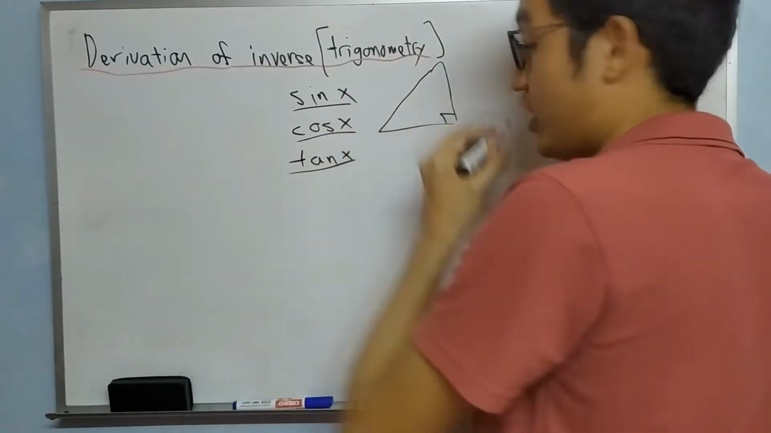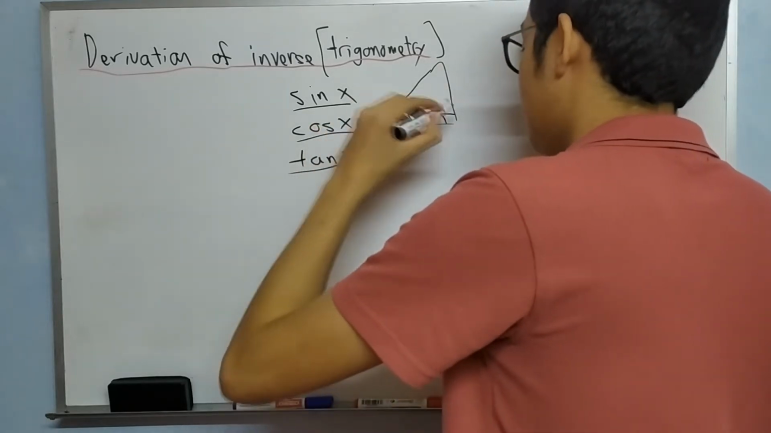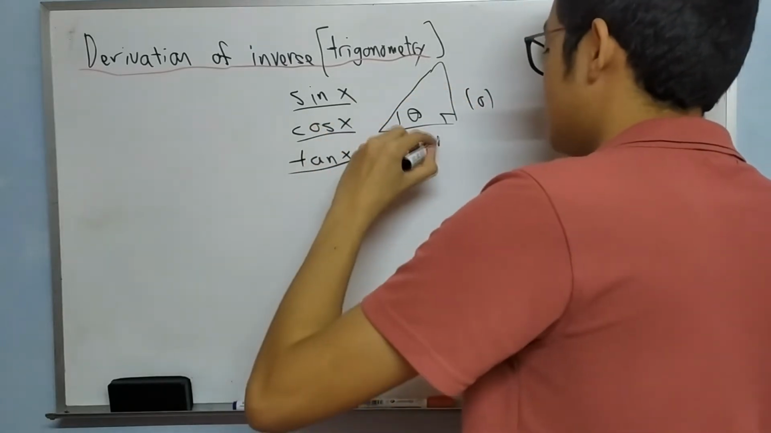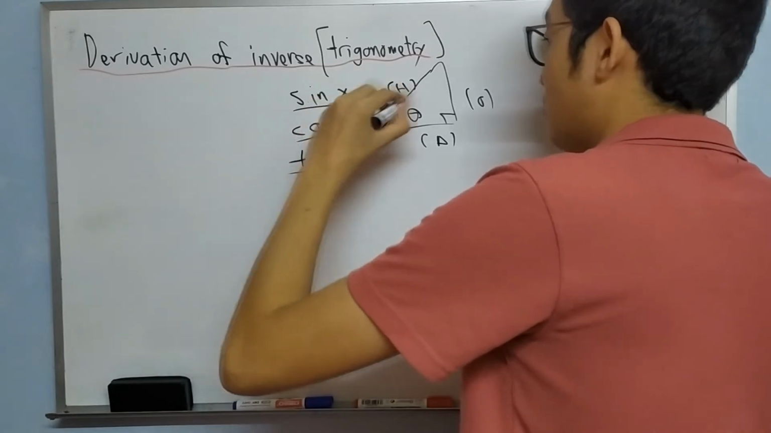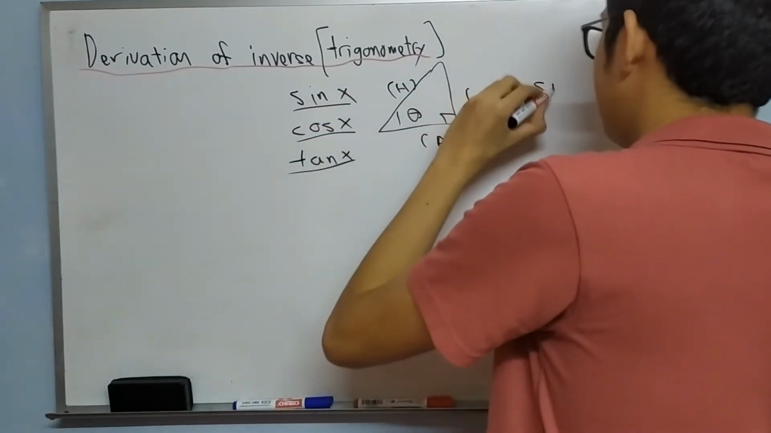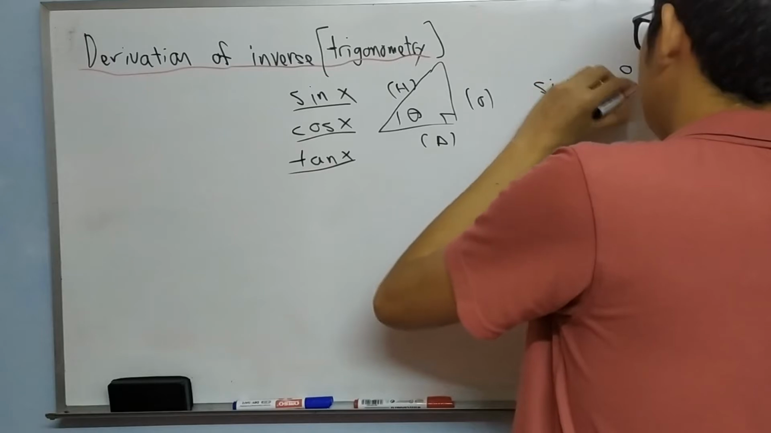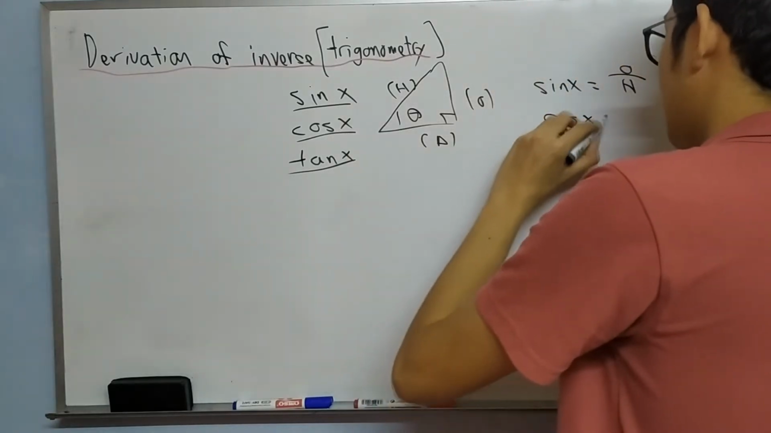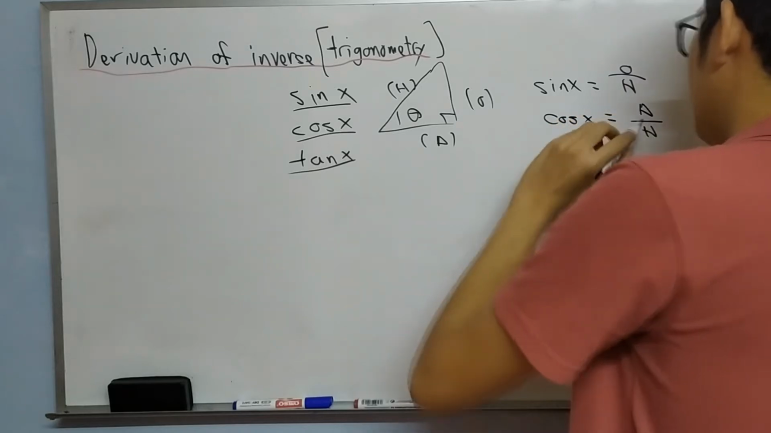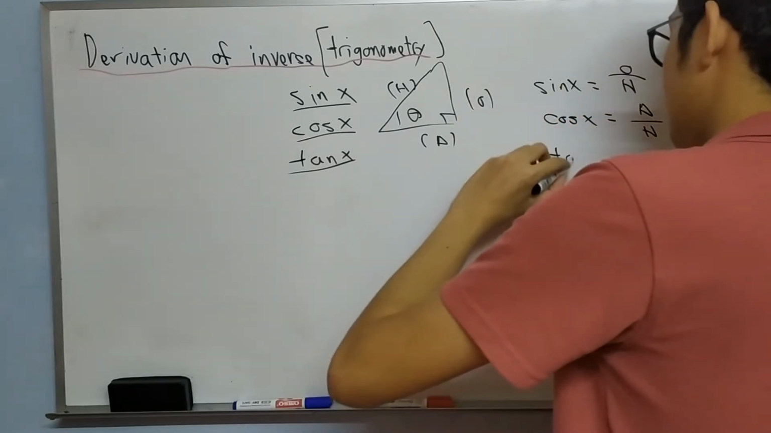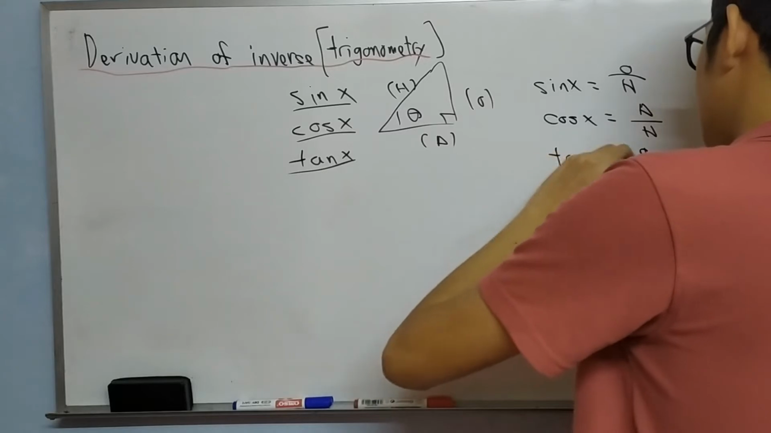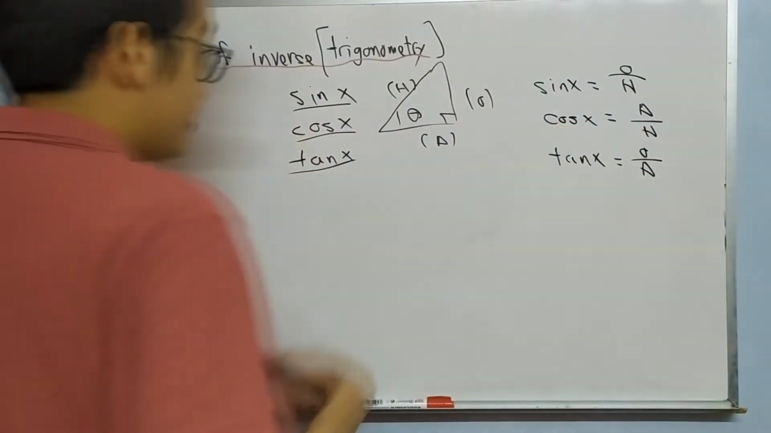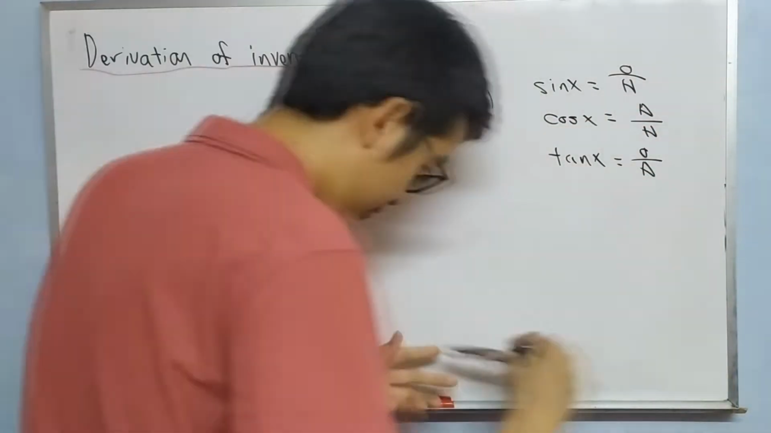Take a right angle triangle. This is the theta, this is opposite, this is adjacent, and this is hypotenuse. Sine x is opposite over hypotenuse, cos is adjacent over hypotenuse, and tangent is opposite over adjacent. This is the basics of trigonometry.